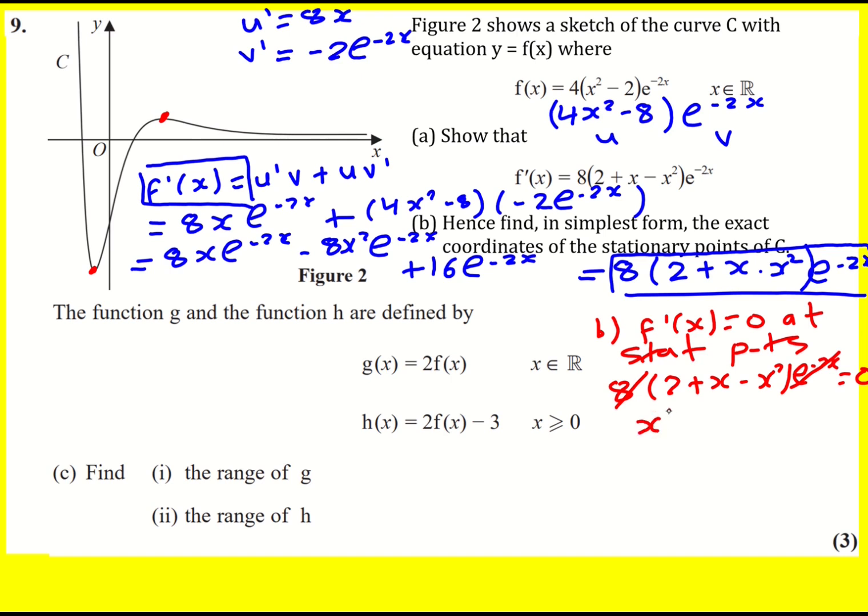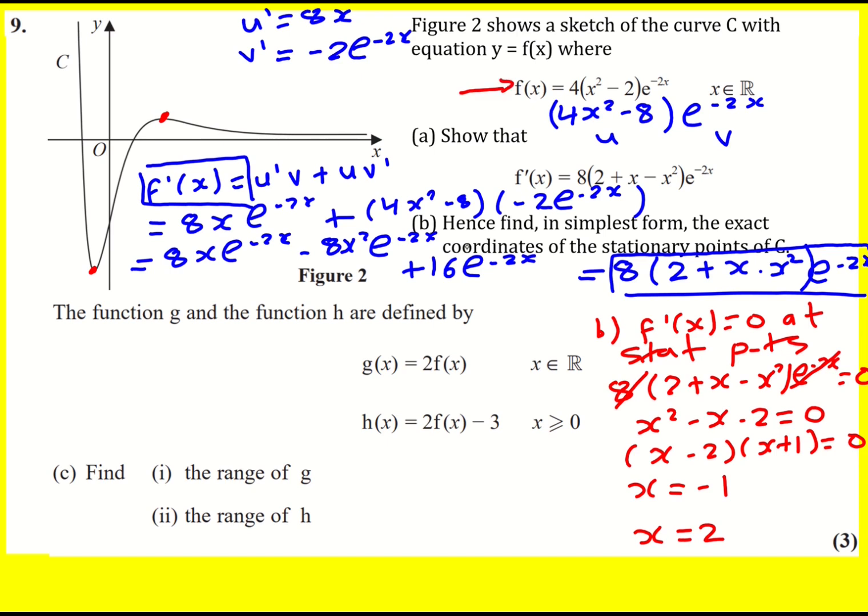So that means that x squared minus x minus 2 is going to equal 0. I can factorize it. x minus 2, x plus 1 equals 0. So we get two situations. x is equal to minus 1, or x is equal to 2. Let's put them back in to the original function to get the value of y, because we're asked for the exact coordinates, not just the x values.